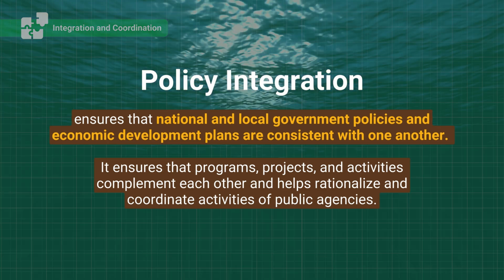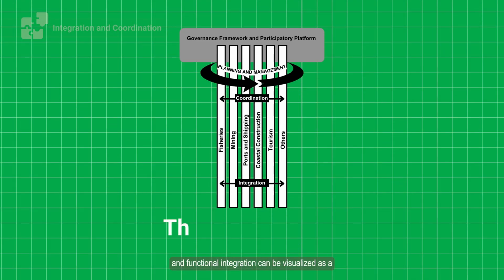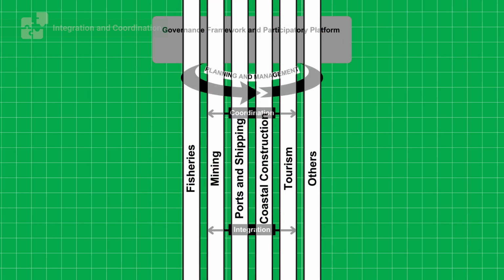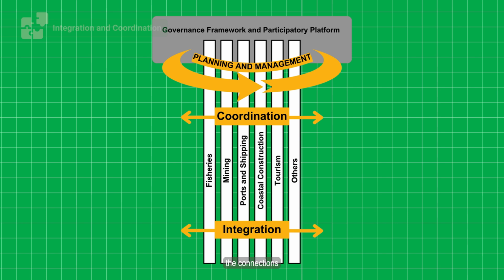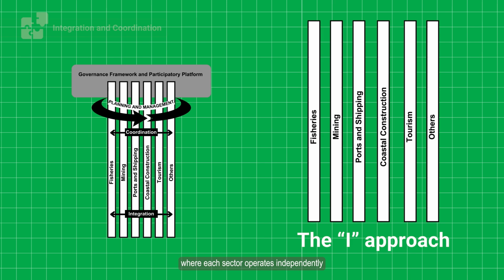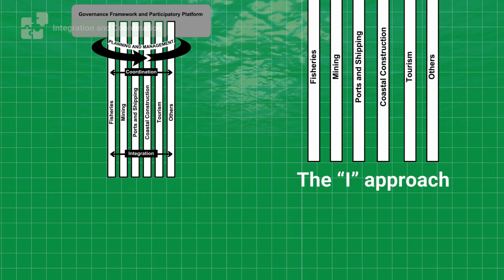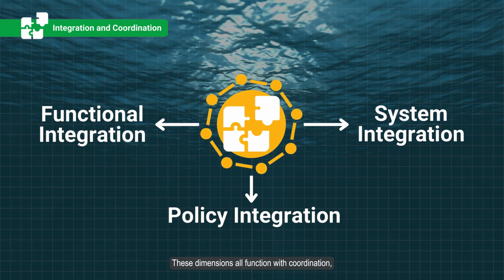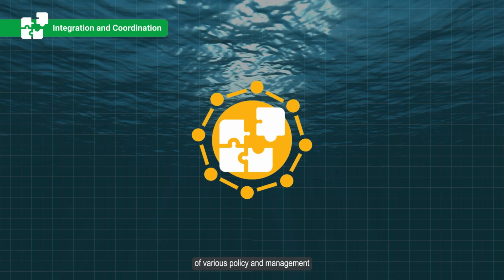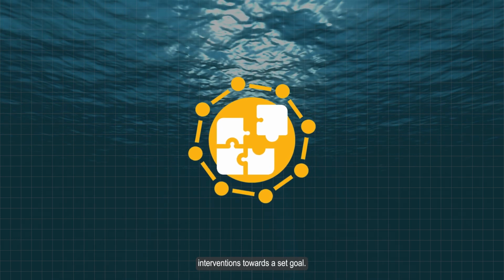of public agencies. Policy and functional integration can be visualized as a T approach. The vertical leg of the T represents the different sectors, while the horizontal bar illustrates the connections across these sectors through a governance framework and a participatory platform that utilizes integrated planning and management processes. This contrasts with the I approach, where each sector operates independently without coordination or integration. These dimensions all function with coordination, which is the operational means to achieve efficiency and cost-effectiveness of various policy and management interventions towards a set goal.